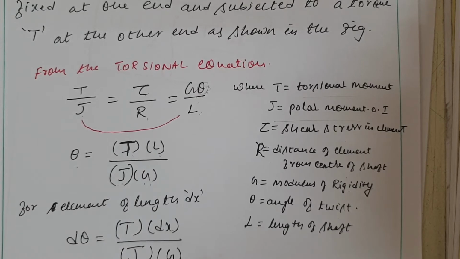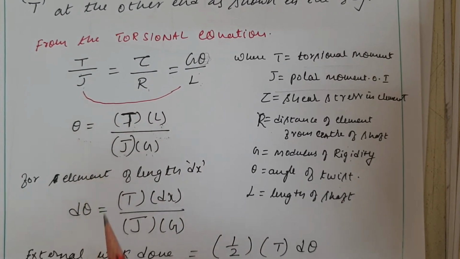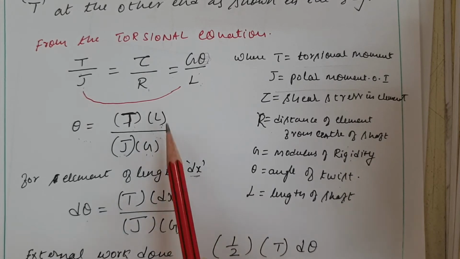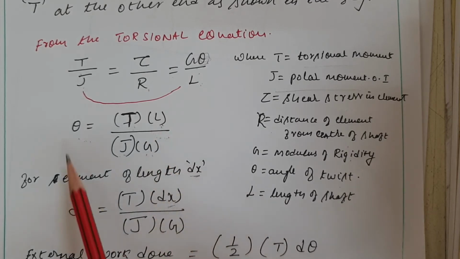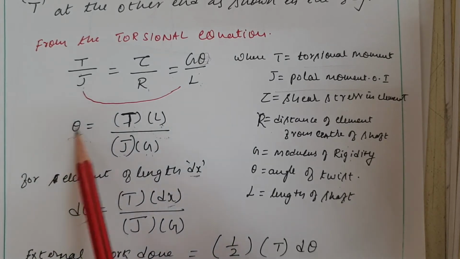And we know, this is for the total shaft I am considering. For the small element dx, the deformation becomes d theta and the length becomes dx. Here L will be replaced by dx, and theta can be replaced by d theta for the small element.